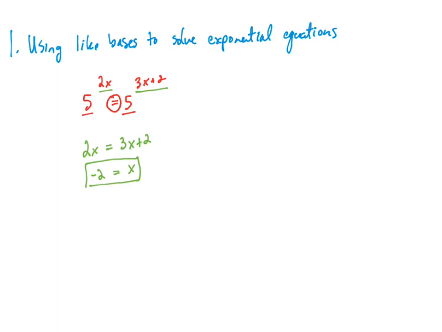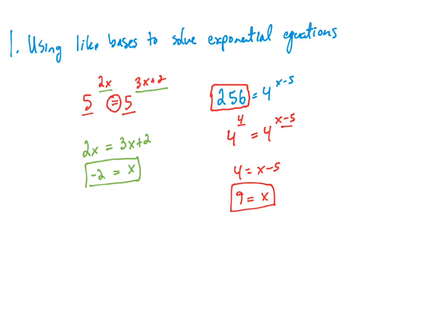We won't always have bases that are already the exact same. Sometimes we will need to rewrite the base in order to get it to be the same. So in this second equation, 256 is equal to 4 raised to the x minus 5. What we want to do is rewrite 256 as 4 to the 4th power. Okay, 4 to the 4th is 256. So now that the bases are the same, we can simply set the exponents equal to each other. 4 is equal to x minus 5. X is going to be equal to 9 here.